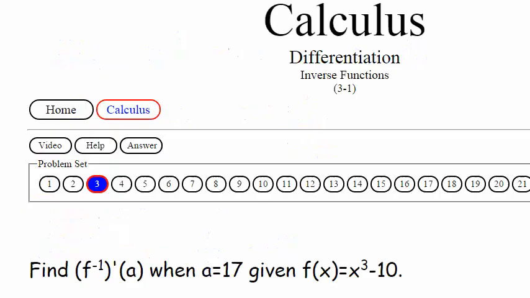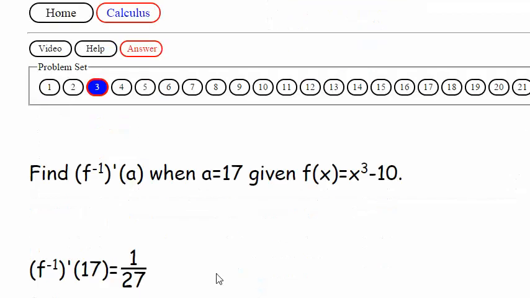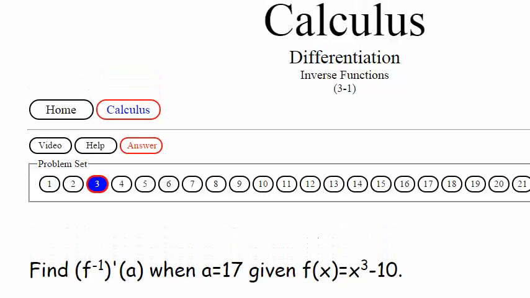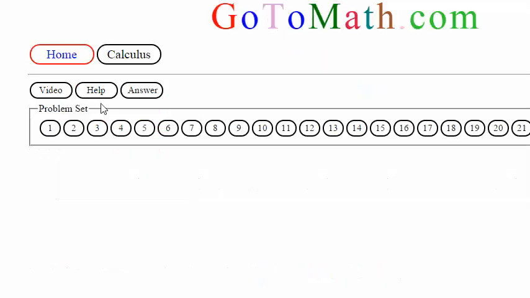Let's go back to the web page and hold our breath. We hold it long enough. 1 over 27. So there it is. All right. Of course, you can click the help to maybe it'll help you. All right. So that's where you need to be.